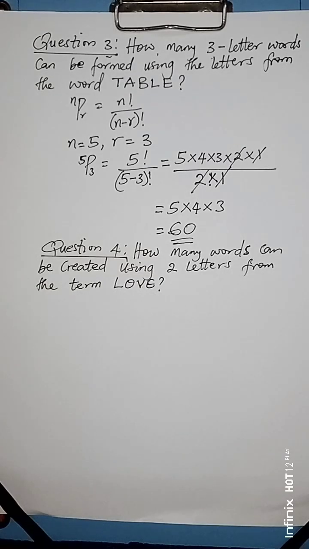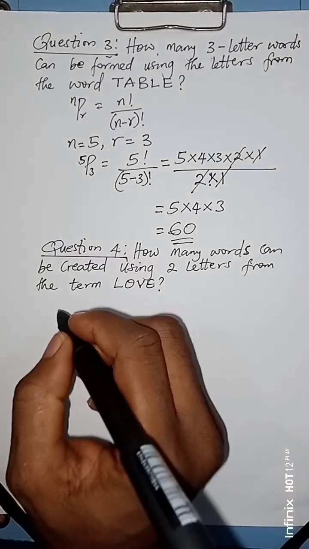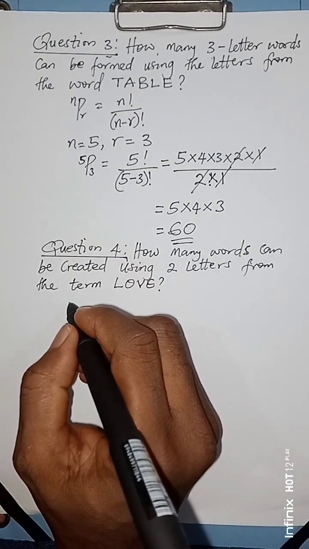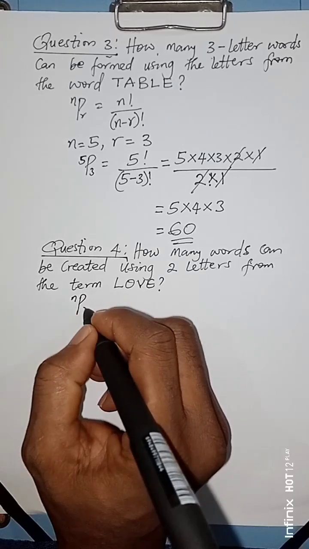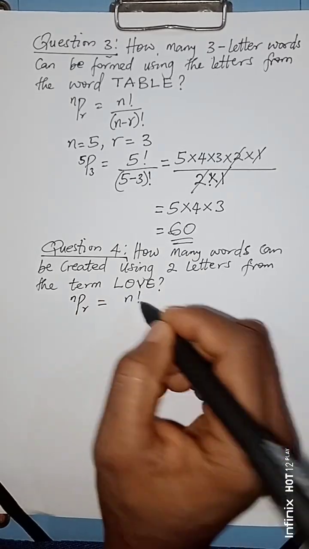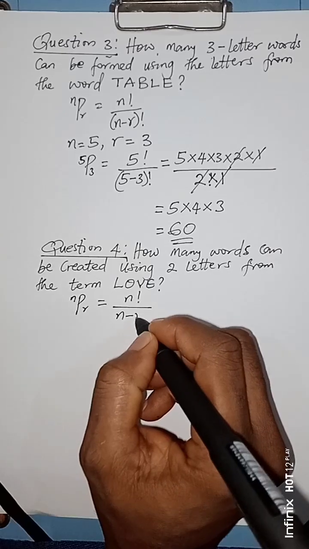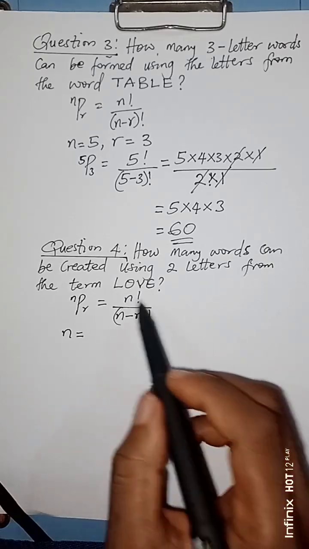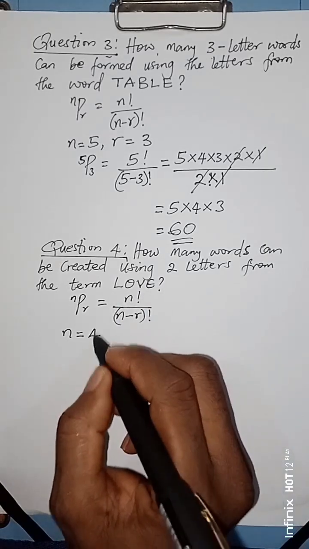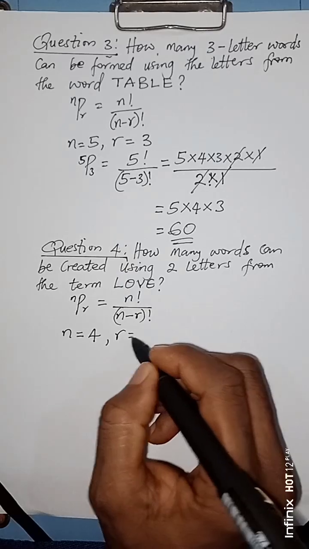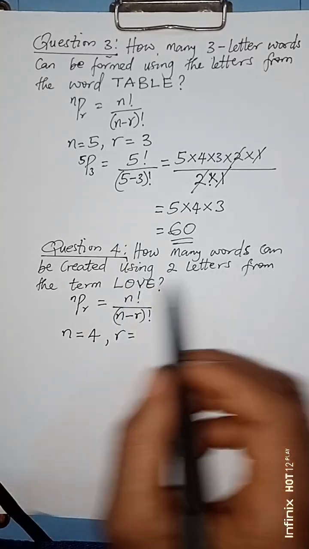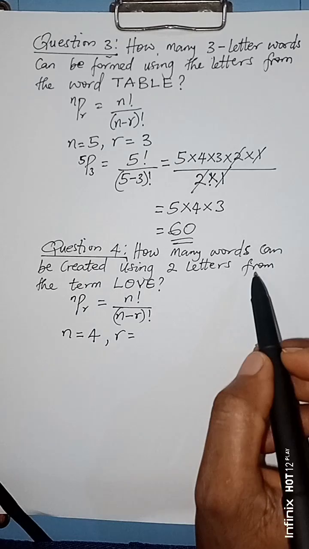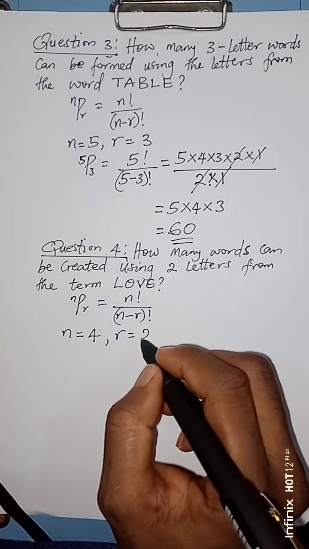Question number 4. How many words can be created using 2 letters from the term love? Applying the permutation formula, nPr is equal to n factorial divided by n minus r factorial. So the question is, what is our n? LOVE, 4 letters. What is our r? Remember, how many words can be created using 2 letters from the term. So our r is 2.